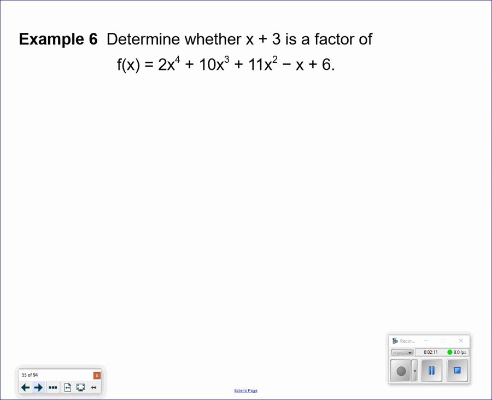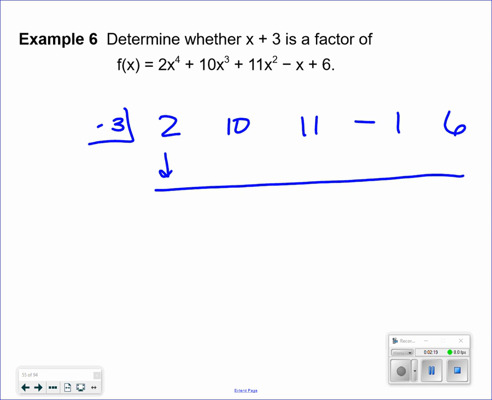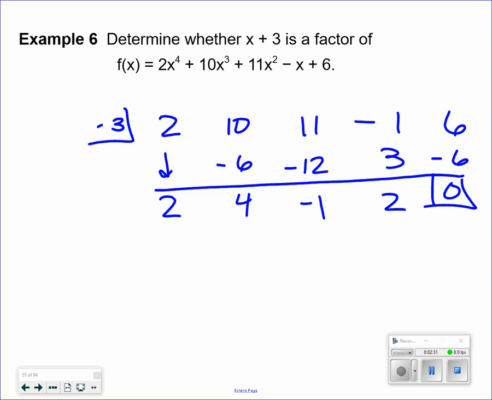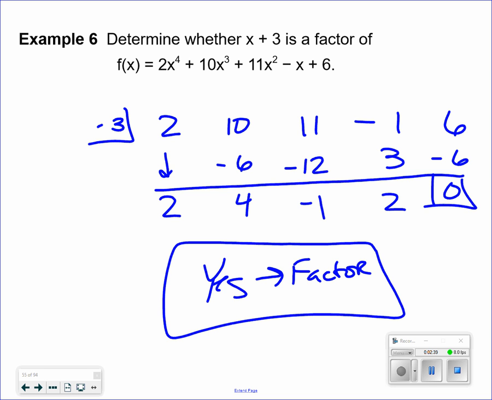So now, determine if this one is a factor. 2, 10, 11, -1, 6. Again, long division would work, but I'm going to do synthetic because it's faster. -3 times 2 is -6. -3 times 4 is -12, and I add. +3, and I add. -6, and I add. So determine whether or not this is a factor. The answer to that question is yes, this is a factor, because it has a remainder of 0.